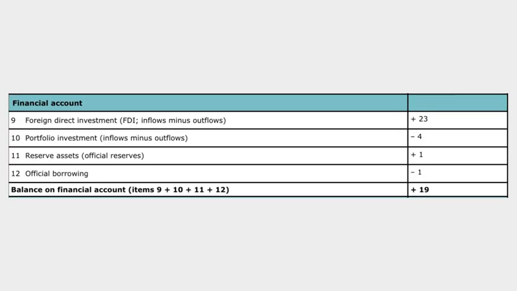Now moving on to the financial account. So the financial account is the last account with four items. Firstly, foreign direct investment, or FDI, accounts for the inflows and outflows of investments by foreigners into the domestic economy and investments conducted by domestic investors. Secondly, portfolio investments account for the inflows and outflows of investments in financial capital, such as stocks and bonds.